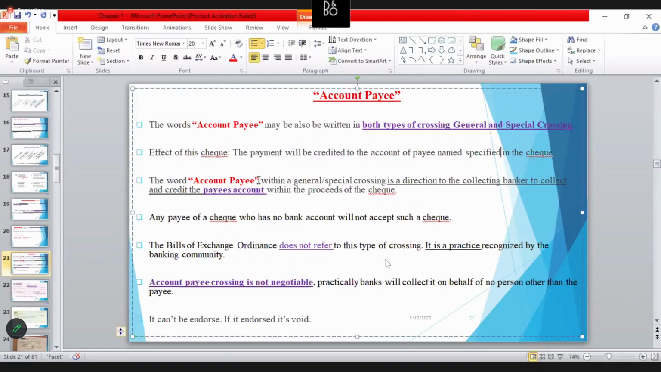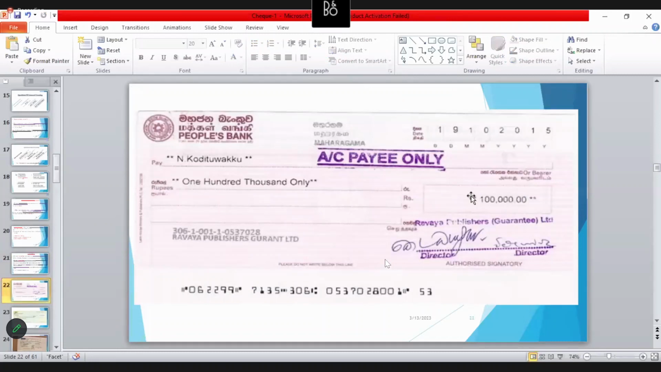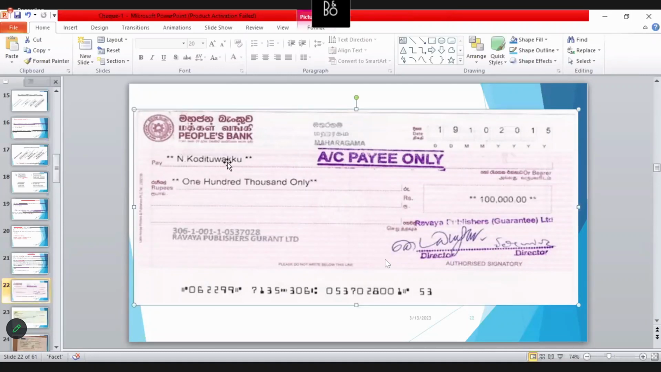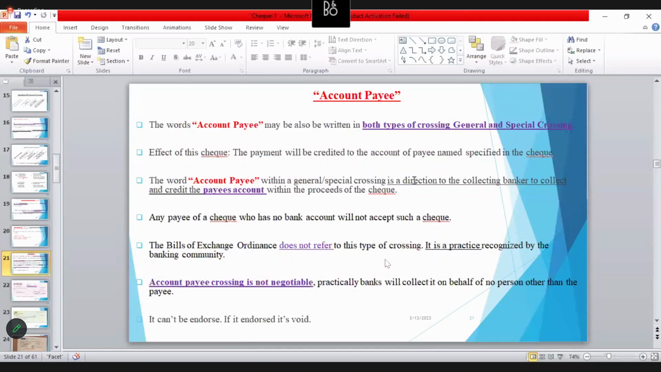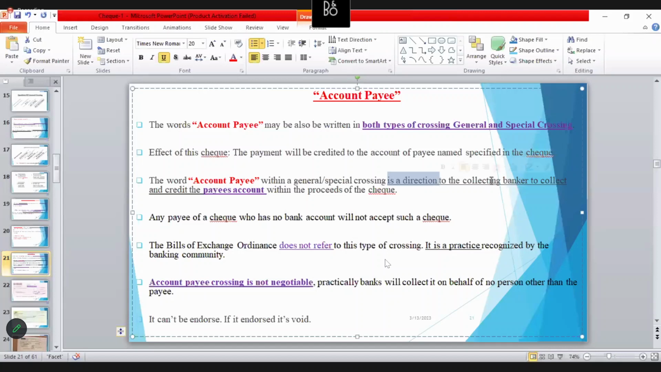See, third point, the words account payee within a general or special crossing are a direction to the collecting bankers. Now, if the People's Bank receives this kind of account payee check, the director signed a check. To whom did the director give it? Kodithuvakku. So Kodithuvakku is a person who wants to go to People's Bank and get the money from People's Bank. So People's Bank is a collecting bank, where he has to collect the money. So if it is so, the account payee obligation, if it is a general or special crossing, the bank gets a direction to the collecting banker to collect and credit the payee's account within the proceeds of the time.